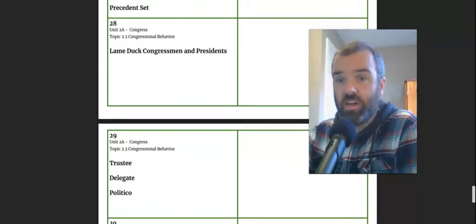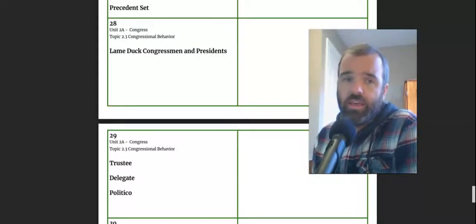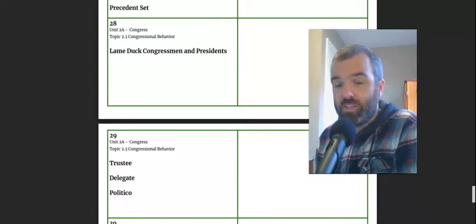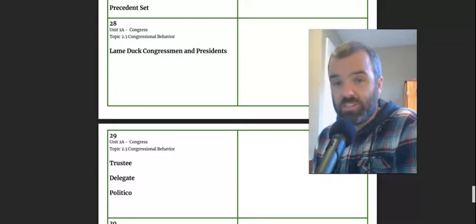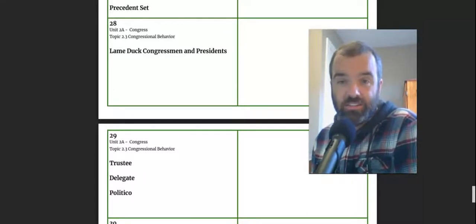A couple other terminology concepts we worked through, and I'll just go through them quickly. Lame duck congressmen and presidents. A lame duck session of Congress is after an election, but before the next Congress is seated. They tend to have less power. And a lame duck president, same thing, after a presidential election, but before the inauguration of a new president. That outgoing president tends to have a small amount of power.